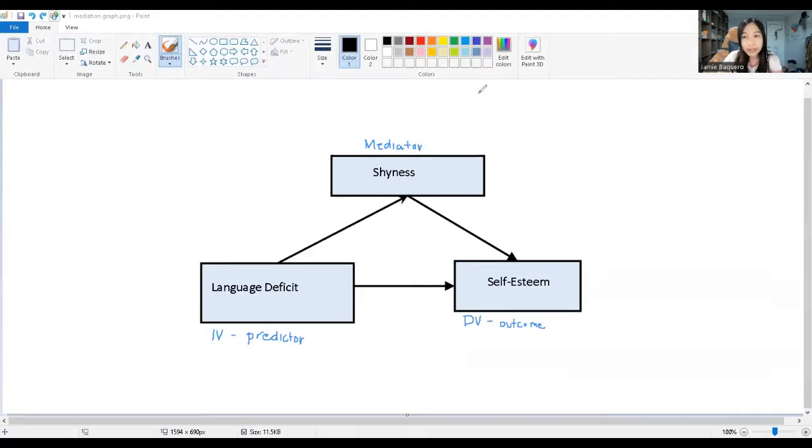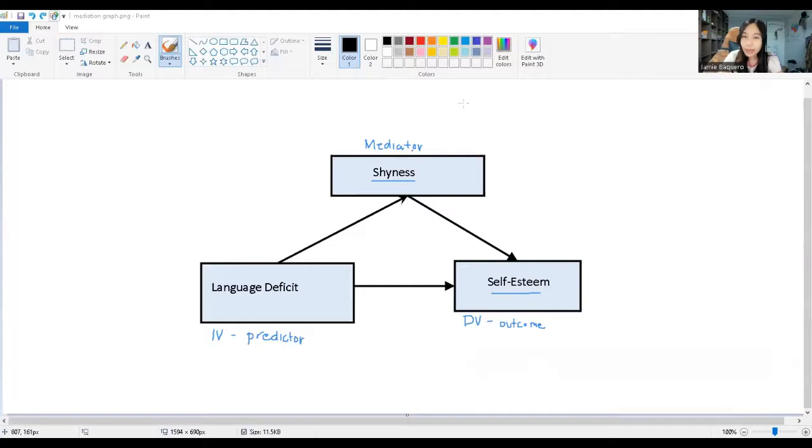Now, in the perfect mediation, an independent variable leads to some kind of change to the mediator variable, which then leads to a change in the dependent variable. So in short, the mediation model suggests that influence is through another variable. So we can say that the shyness influences the children's self-esteem. Because of the mediator, we can say that the shyness influences a child's self-esteem.